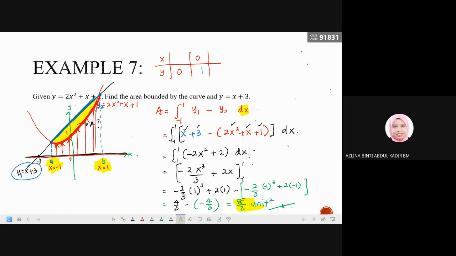Boleh faham ke Husna, Jannah? Ni find the area between two curve.